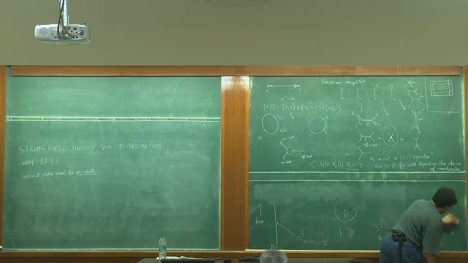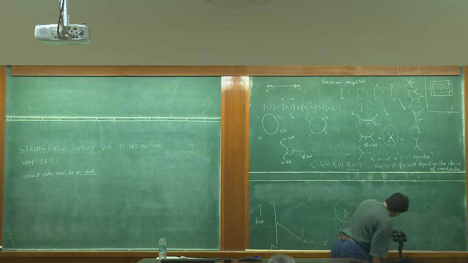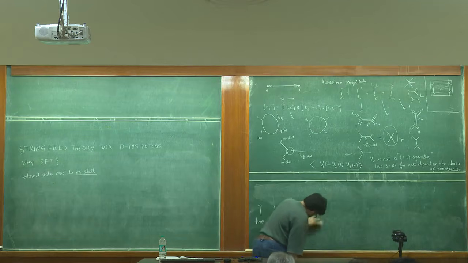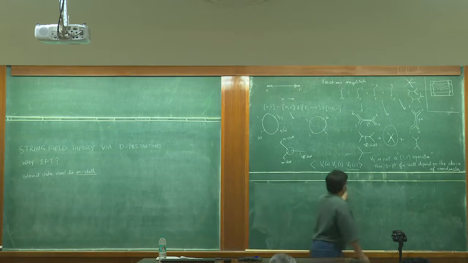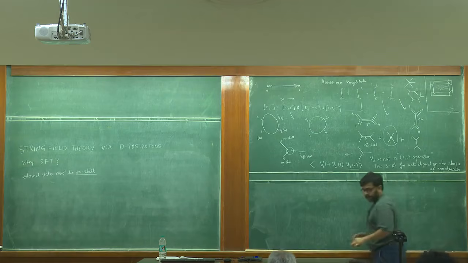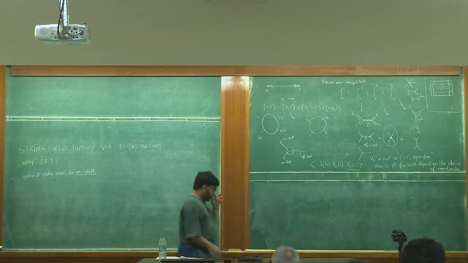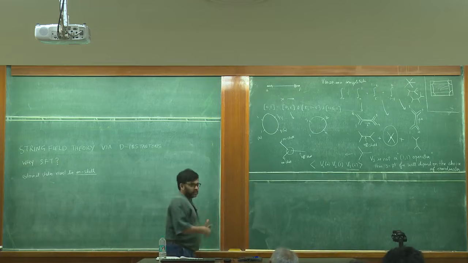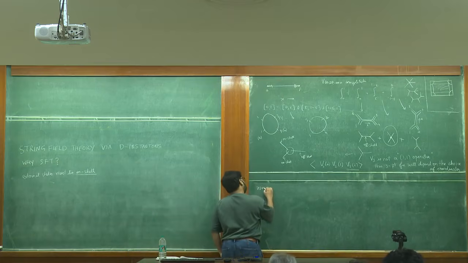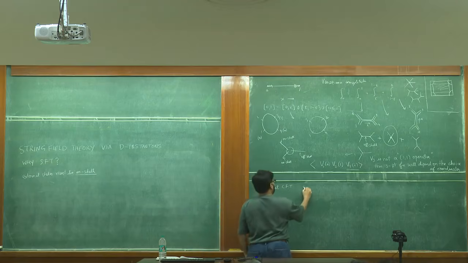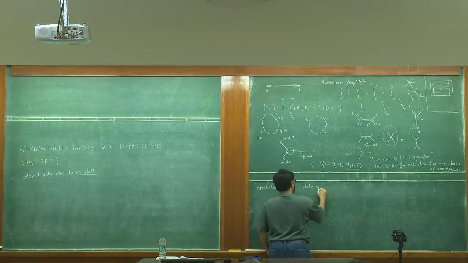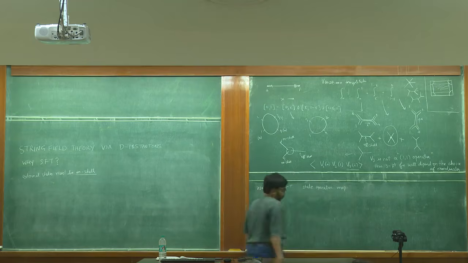Okay, so what do I mean by a choice of coordinates? For that, we first have to recall the state operator map. The worldsheet is a CFT, and it has a state operator map. What is that? For closed strings, it looks as follows.